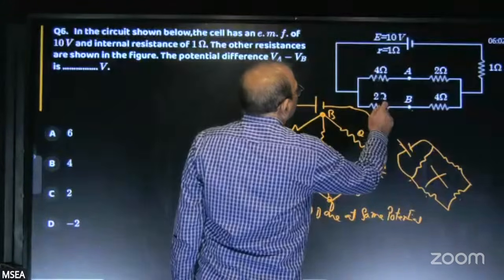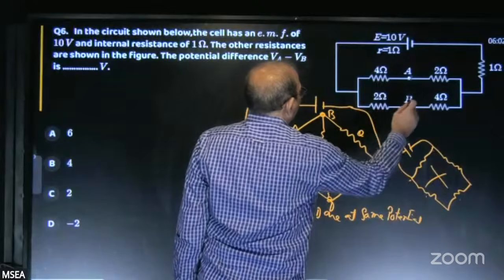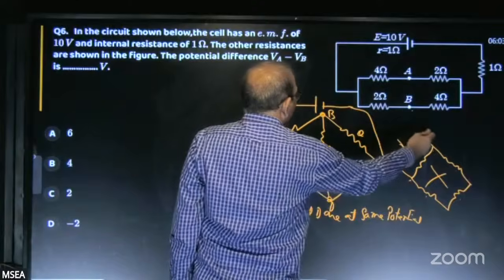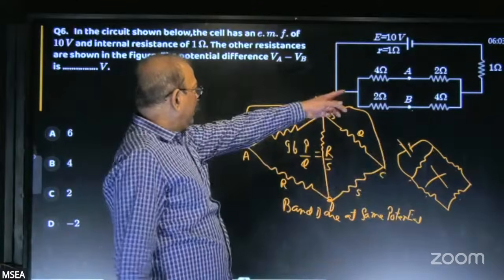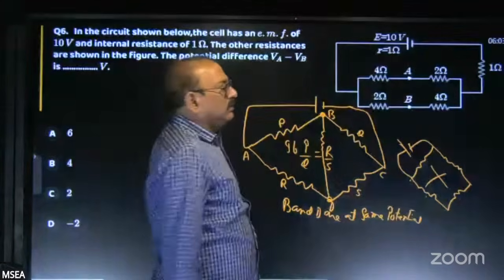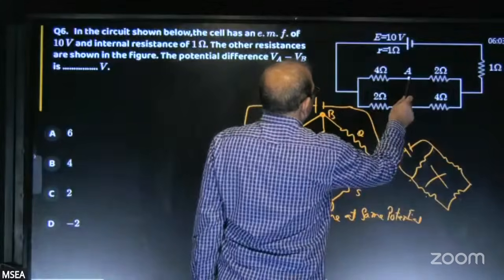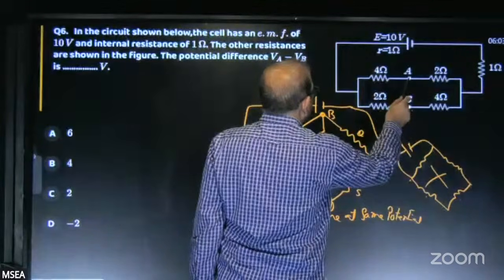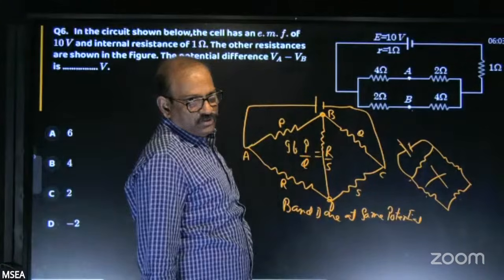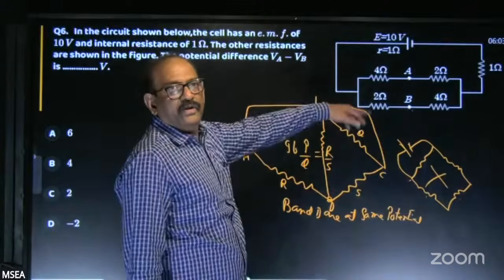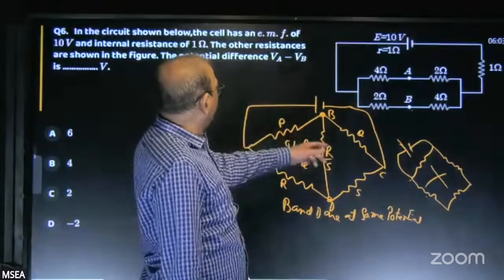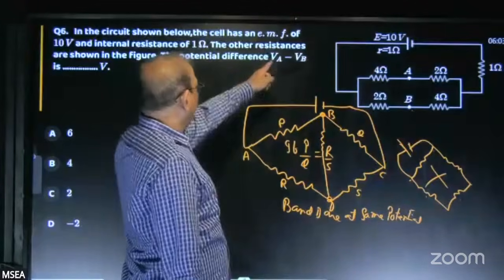Look at this: 4 ohm, 2 ohm, 2 ohm, 4 ohm. P by Q is not equal to R by S. That is an unbalanced Wheatstone bridge. Unbalanced Wheatstone bridge means the potential difference between this pair A and B is not 0. They are not at the same potential, A and B. There is a potential difference between A and B. It is asking only that.